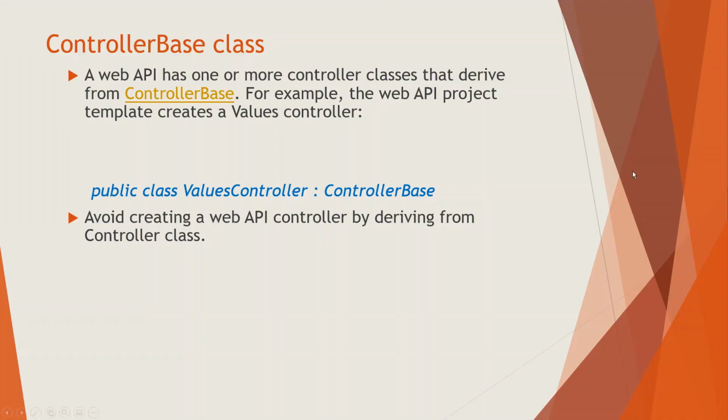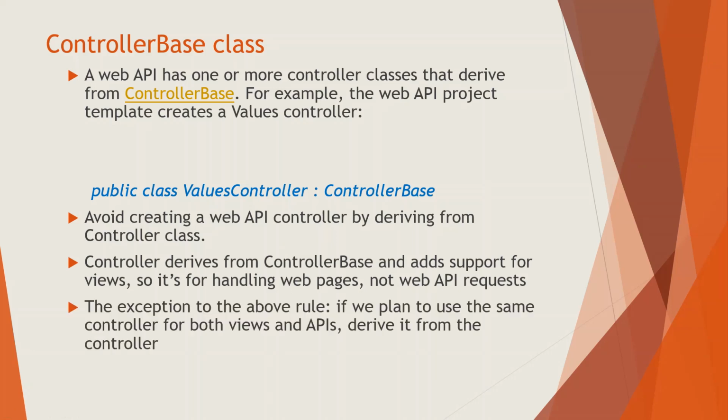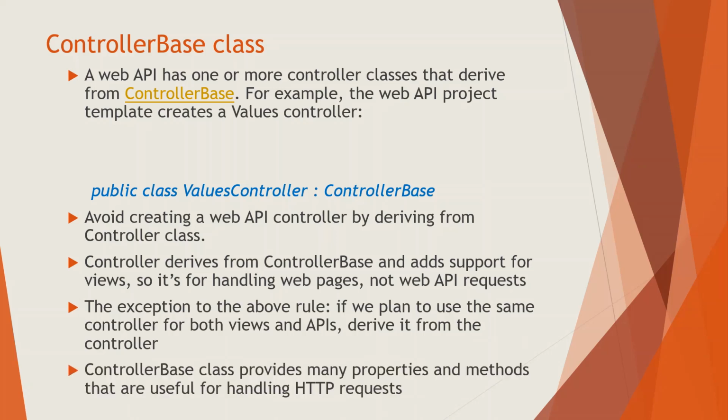So it actually derives from controller base, the values controller by default. Now, it says that avoid creating a web API controller by deriving from the controller class. Now, controller derives from controller base and adds support for views. So it's for handling web pages, not really the web API requests. The exception to this rule is that if we plan to use the same controller for both views and APIs, go ahead and derive it from the controller class directly rather than the controller base class.